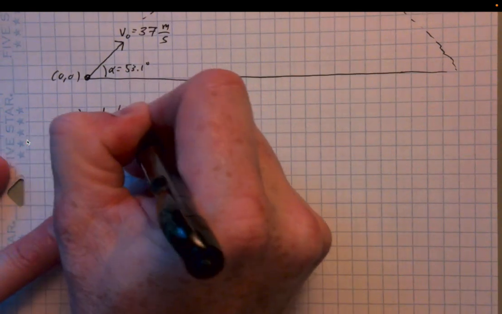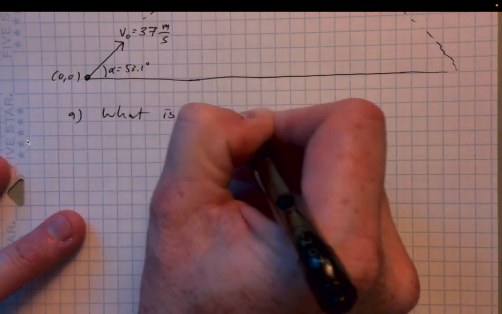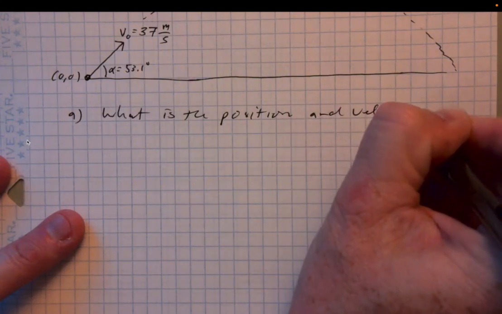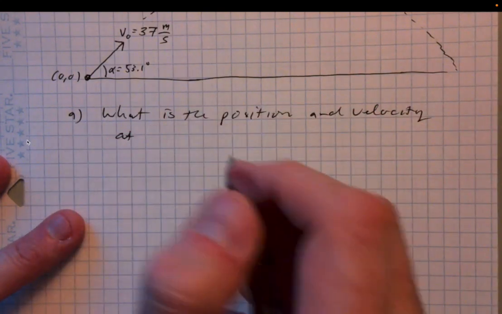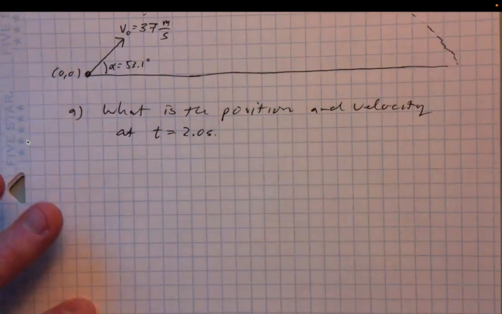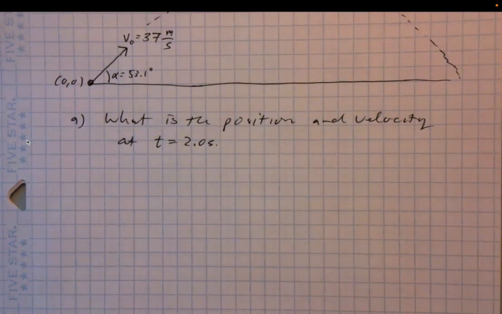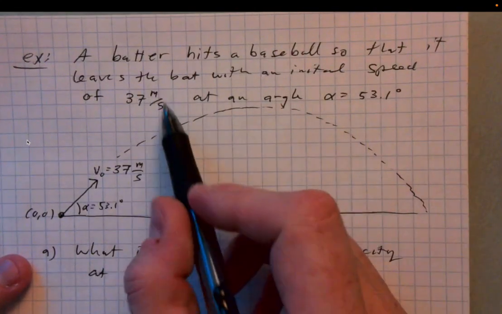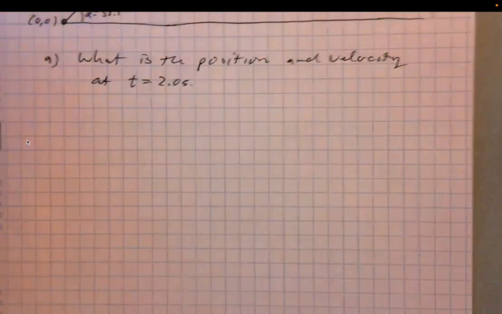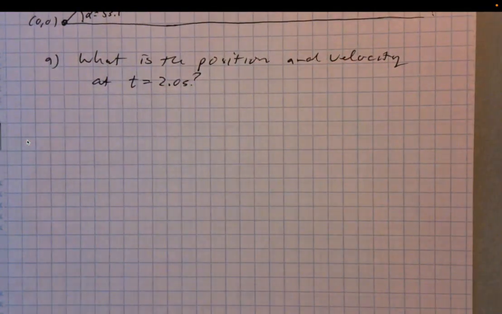So what is the position and velocity at, we'll say, 2 seconds? So 2 seconds after the ball is hit, where is it in this trajectory? Is it out here? Is it closer to here? Is it at the top? Has it hit the ground already? Where is it? So that's the first question.